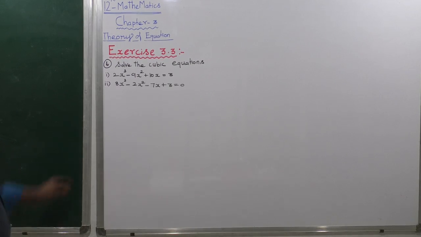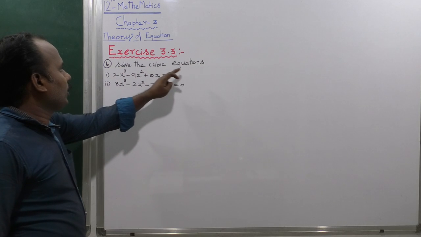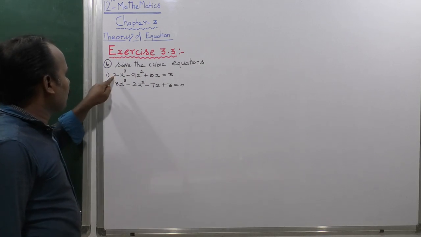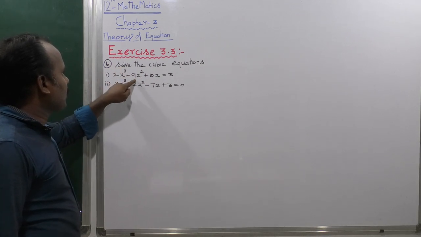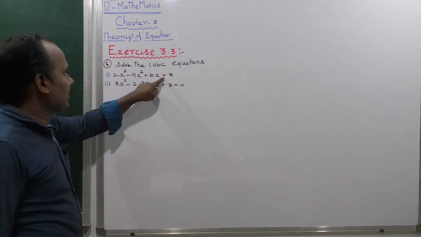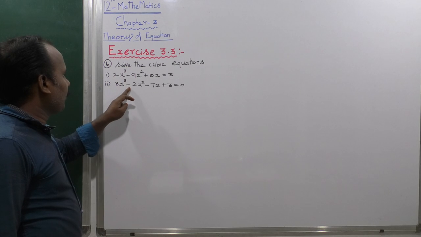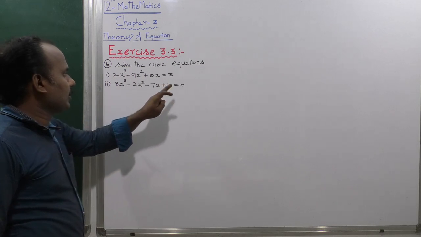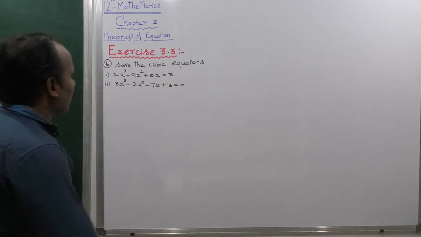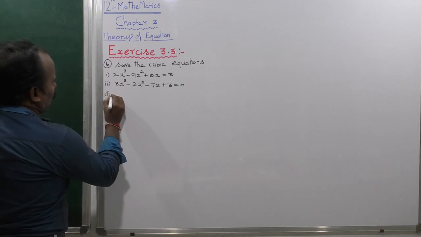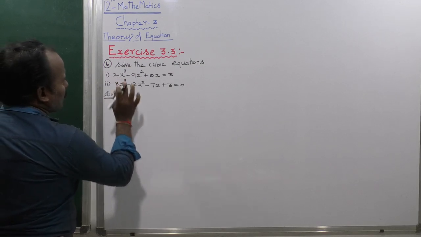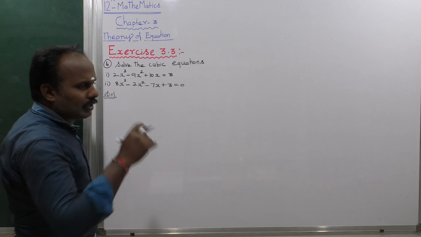Exercise 3.3, 6th sum: solve the cubic equations. The first subdivision: 2x^3 minus 9x^2 plus 10x is equal to 3. The second equation: 8x^3 minus 2x^2 minus 7x plus 3 is equal to 0. For the first equation, to follow both sums, we follow synthetic division, very easy.